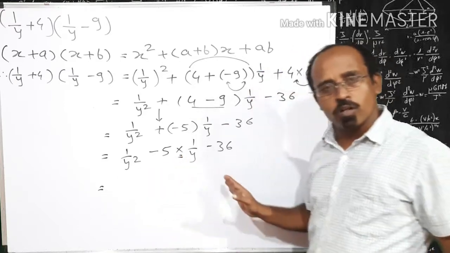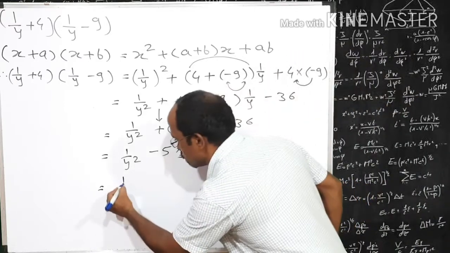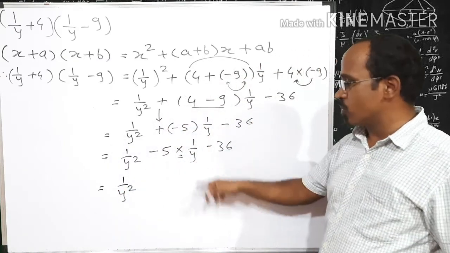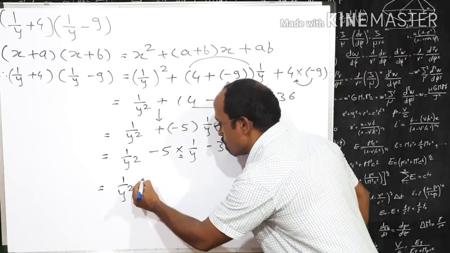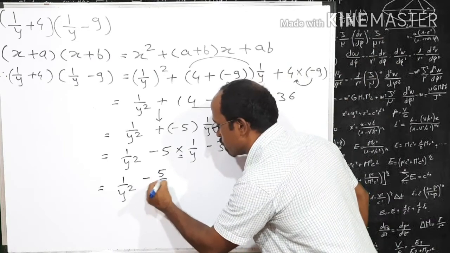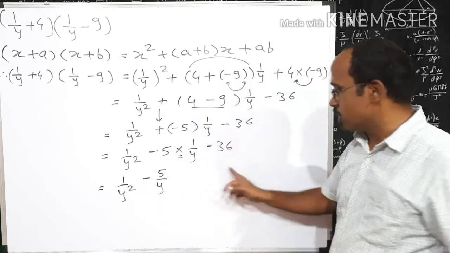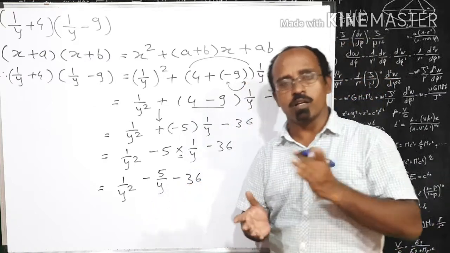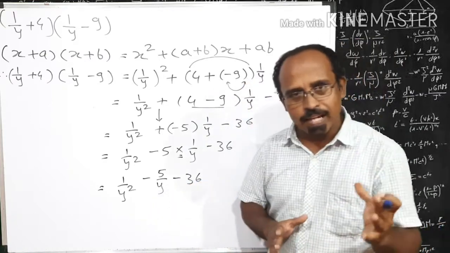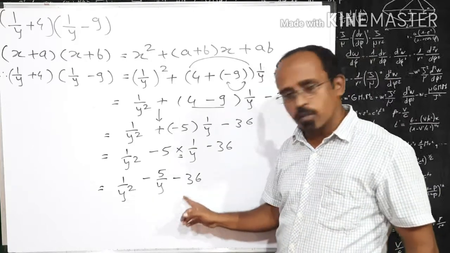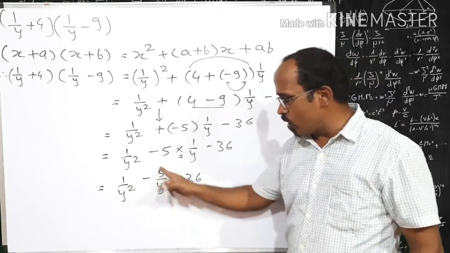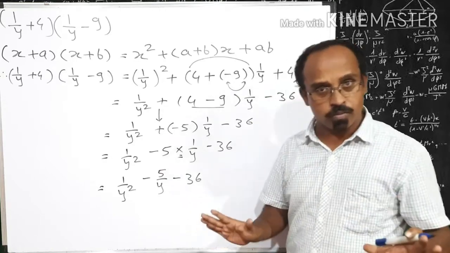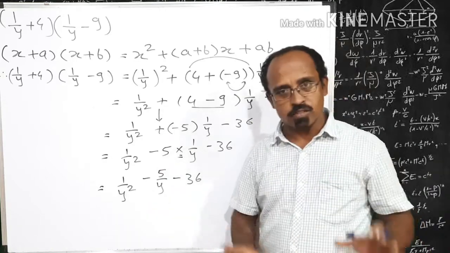Other terms which are not multiplying, let's write them as it is. 1 upon y square as it is. Minus 5 multiplied by 1 upon y is equal to minus 5 upon y. Alright, minus 36. Okay, so bracket, order, division, multiplication are over. Next is addition, subtraction. Look at the terms. All of these terms are unlike. Hence their addition, subtraction is not possible.